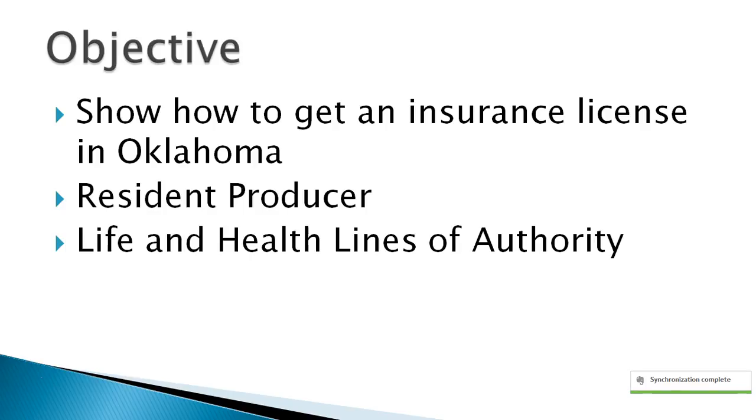And then also what we're really going over here is focusing primarily on how to get the life and health lines of authority for the state of Oklahoma as a resident producer. But the key here is you can use these steps if you're looking to get more into property and casualty, general lines type licenses. We're going to focus primarily on life and health, but this could be helpful for you if you're looking for a different line of authority.